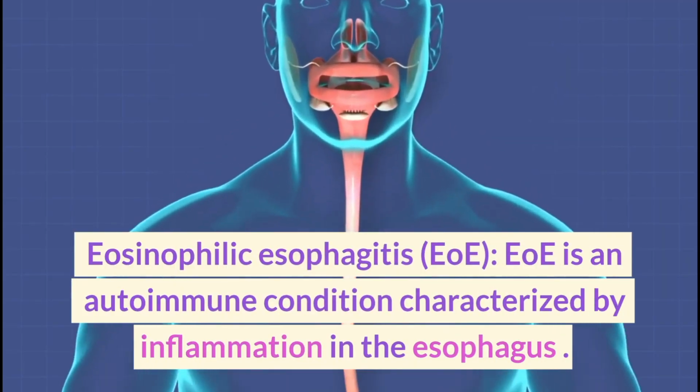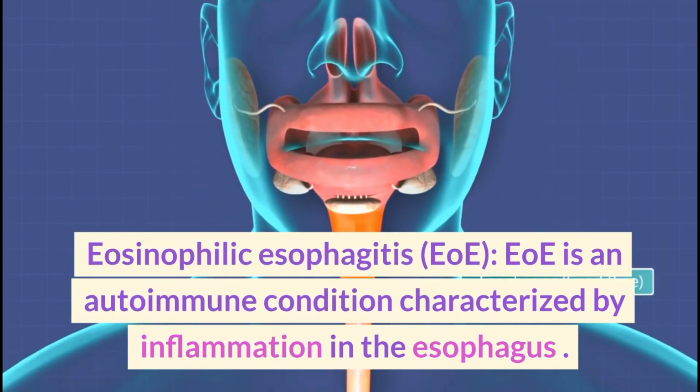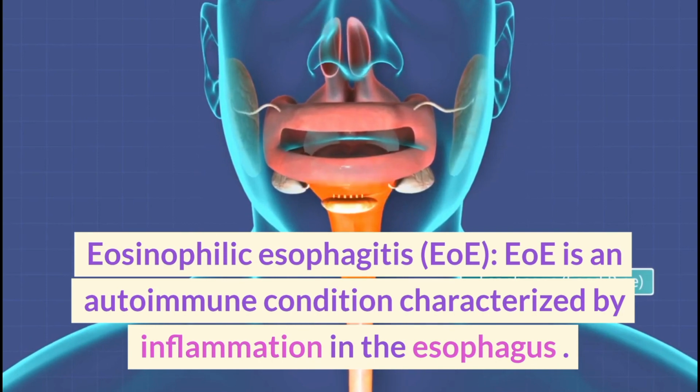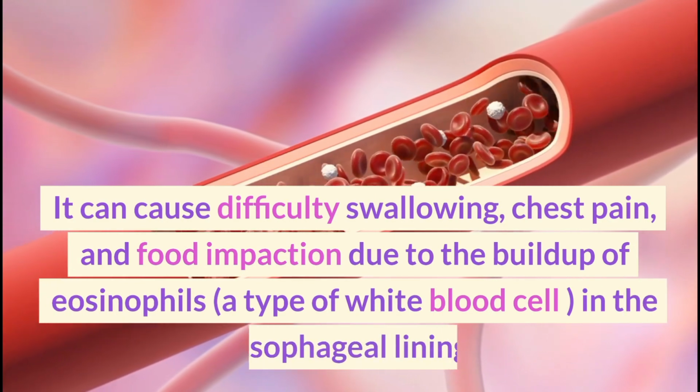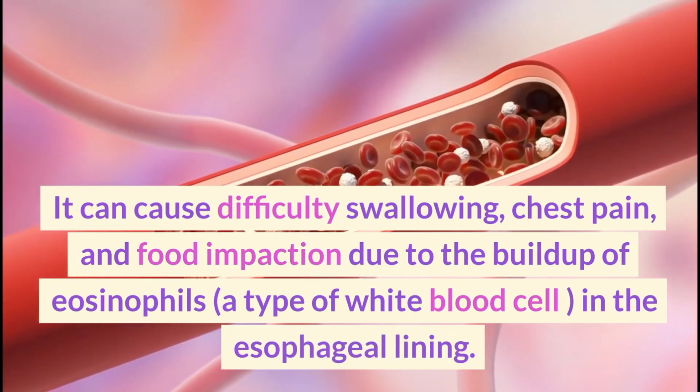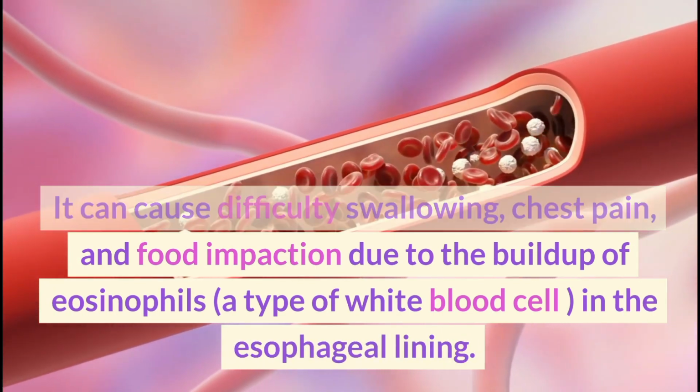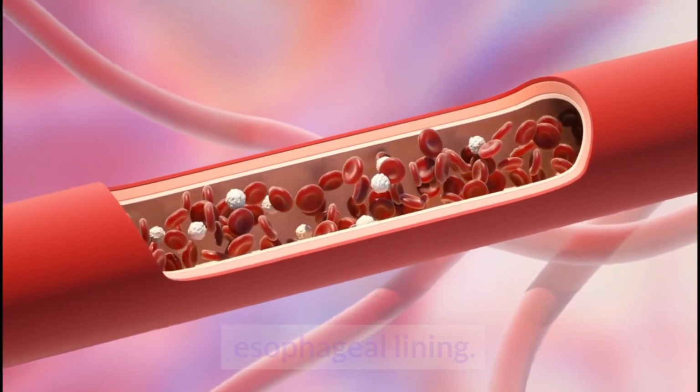Eosinophilic esophagitis, EOE. EOE is an autoimmune condition characterized by inflammation in the esophagus. It can cause difficulty swallowing, chest pain, and food impaction due to the buildup of eosinophils, a type of white blood cell, in the esophageal lining.